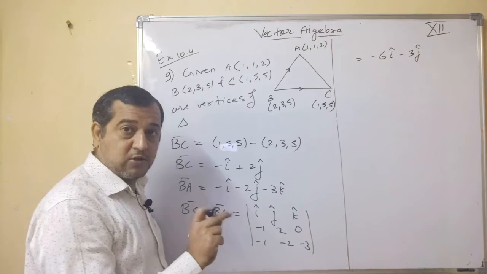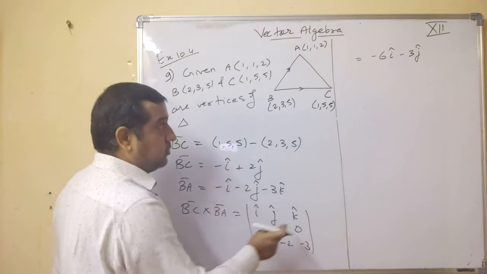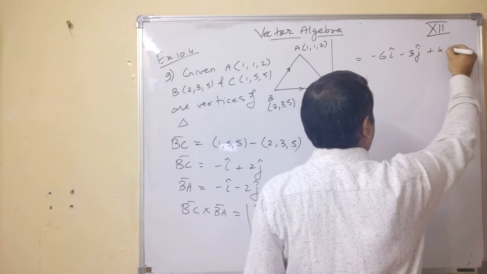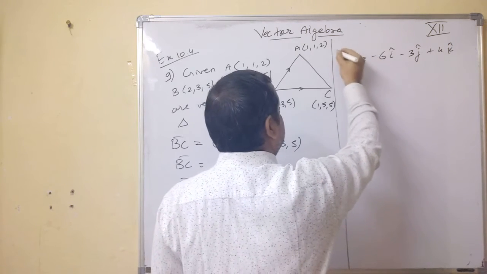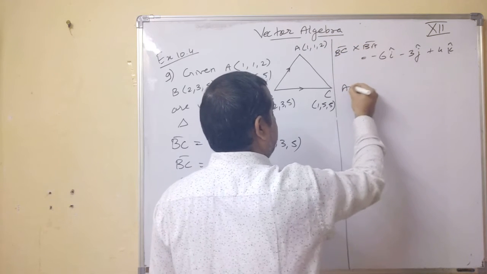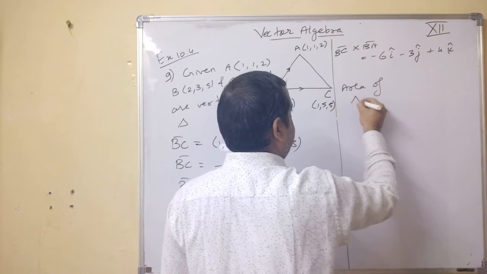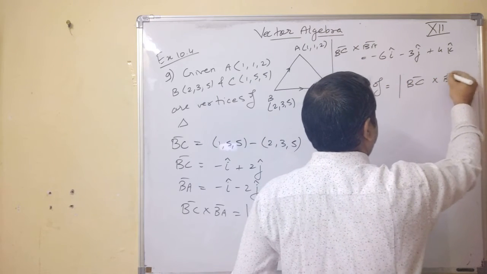And taking K: minus 1 into minus 2 gives plus 2, and minus 1 times 2 gives minus 2, which we take as negative. So minus minus plus. So this is 2 and this is 2, 2 plus 2 is 4K. This is your vector BC cross BA.